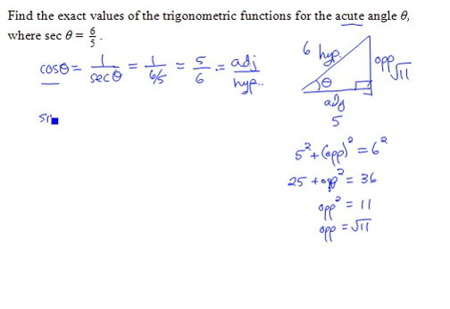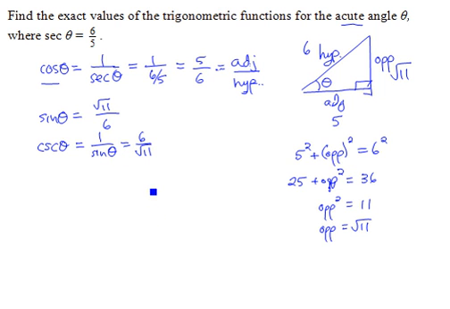The sine of theta is equal to the opposite over the hypotenuse. That's the square root of 11 over 6. While I'm doing sine, I'll also do cosecant of theta, because cosecant is the reciprocal of the sine of theta. That will be 6 over the square root of 11.